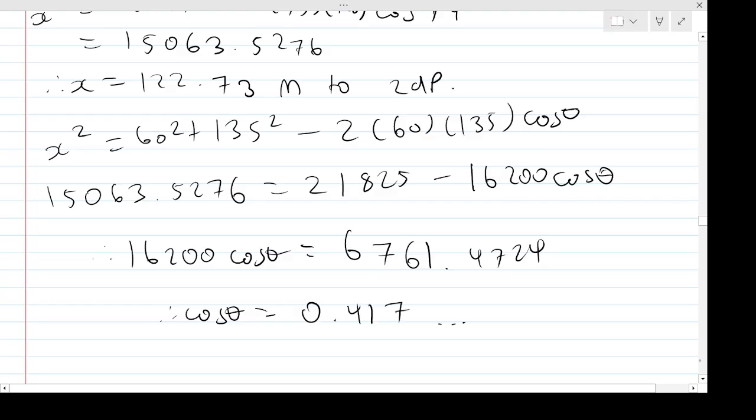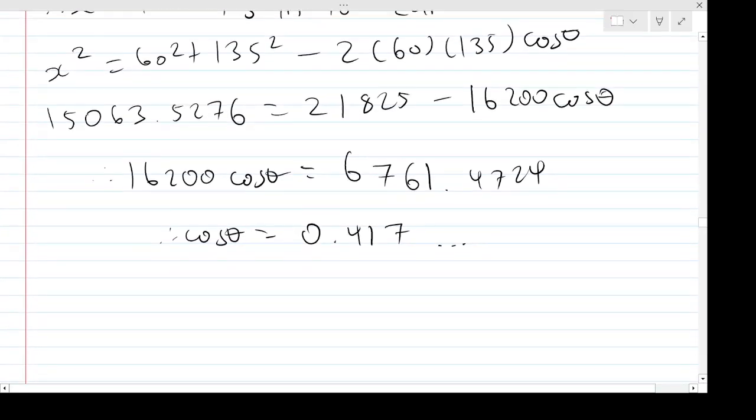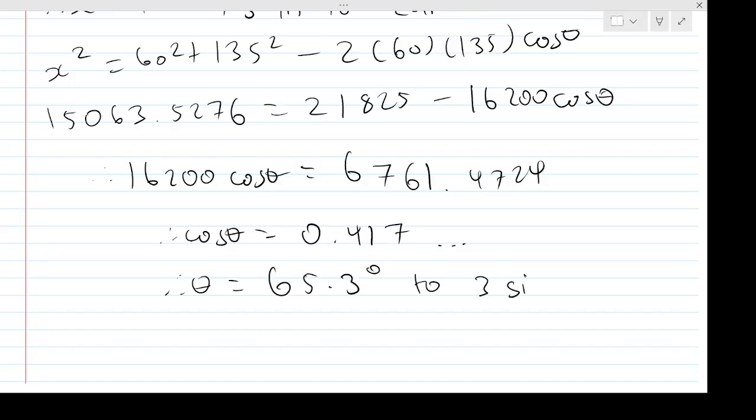0.417... right? So then therefore theta then I need to do the inverse cos. So then that's going to be giving me an angle of 65.3 degrees to 3 significant figures. Okay, cool. So there we are then.